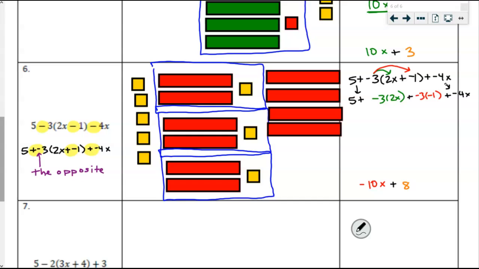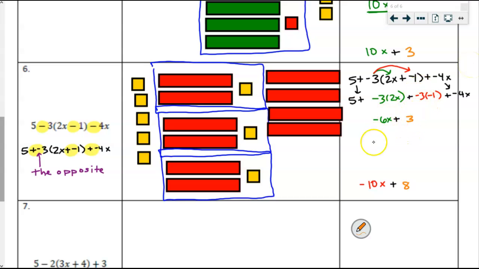Okay, took care of that multiplication part mostly. Let's just really take care of it. Not just 3 groups of 2x, but the opposite of 3 groups of 2x. 3 groups of 2x is 6x, but the opposite of that is going to be negative 6x. Negative 3 times 2 is a negative 6. So negative 3 times 2x is going to be negative 6x. And 3 groups of negative 1 is going to be negative 3, but it's the opposite of that. The opposite of 3 negatives is going to be 3 positives. Or in other words, a negative 3 times a negative 1 is a positive 3.